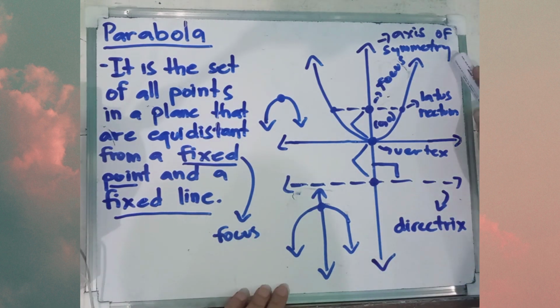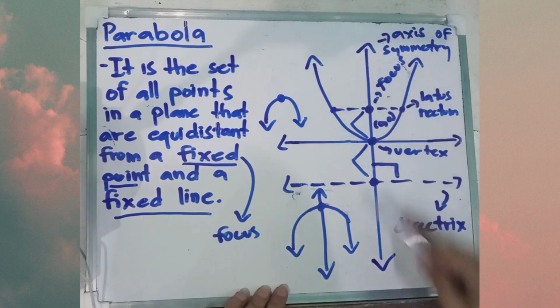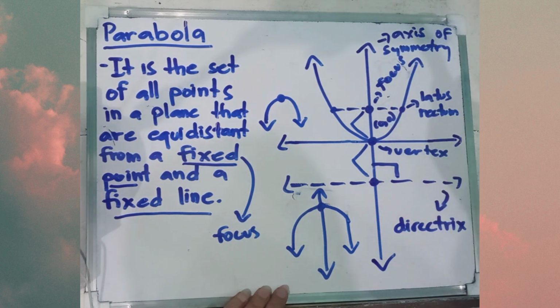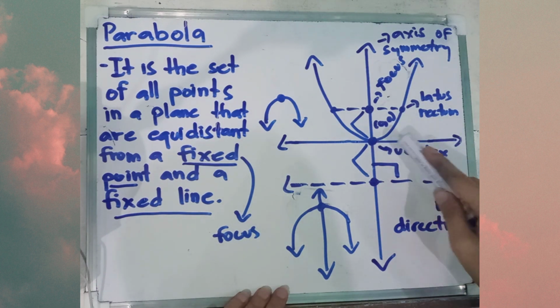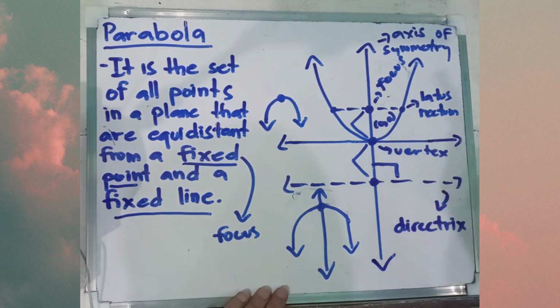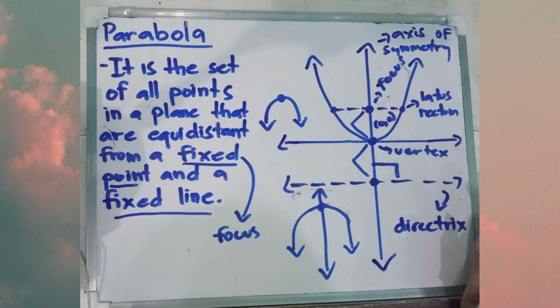So those are important parts of the parabola. The axis of symmetry divides the parabola into two equal parts. The focus is the fixed point. The vertex is the lowest or the highest point of the parabola. The directrix is the fixed line. Next, we will proceed with the different equations of the parabola.